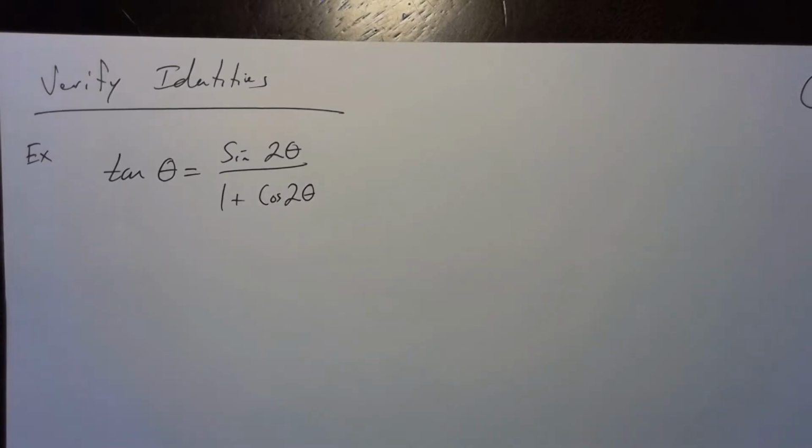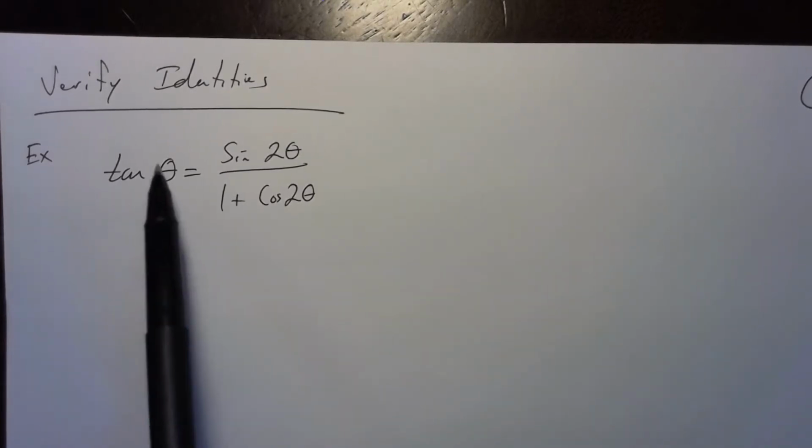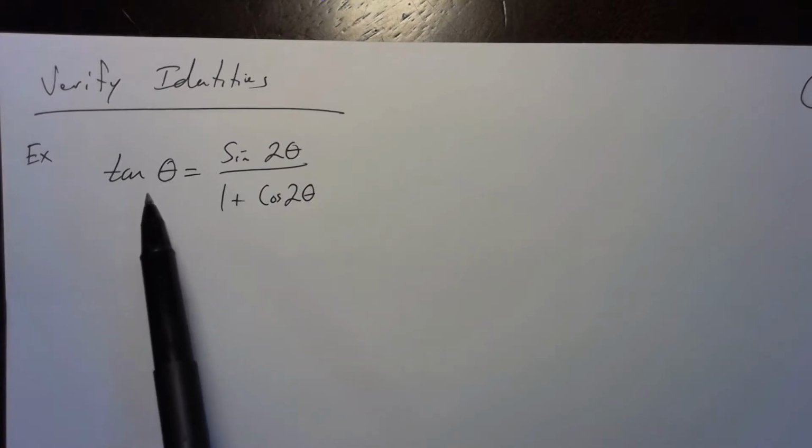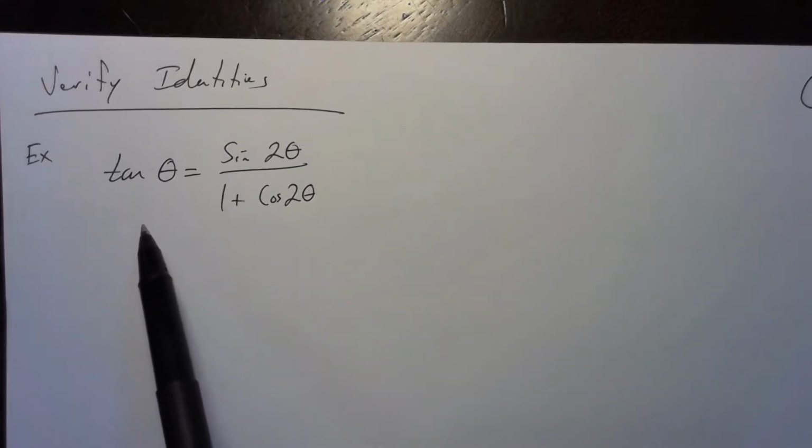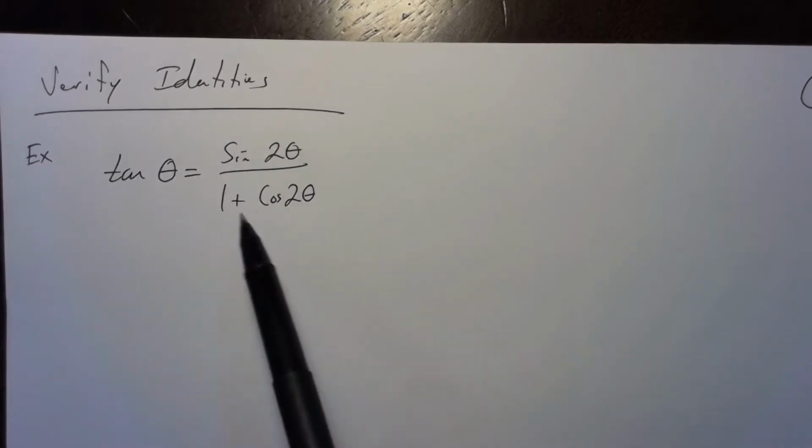I'm generally always going to start by working with the more complicated side. So tangent of theta, I'm going to leave alone. There's not much I can do with it. The only thing I really can do with it is change it to be sine over cosine. So I might keep that in the back of my mind. I might change it on my paper, or I might just leave it and not deal with it at all. I'm going to start with this side here.